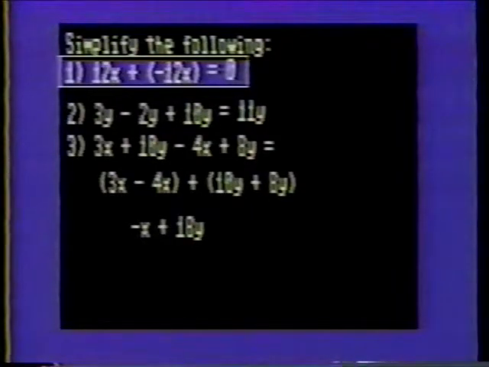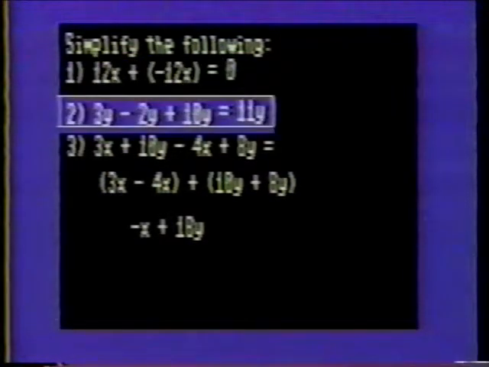Simplify the following. Number 1. 12x plus negative 12x. These two terms are additive inverses and cancel each other out. Thus 12x plus negative 12x is 0. Number 2.